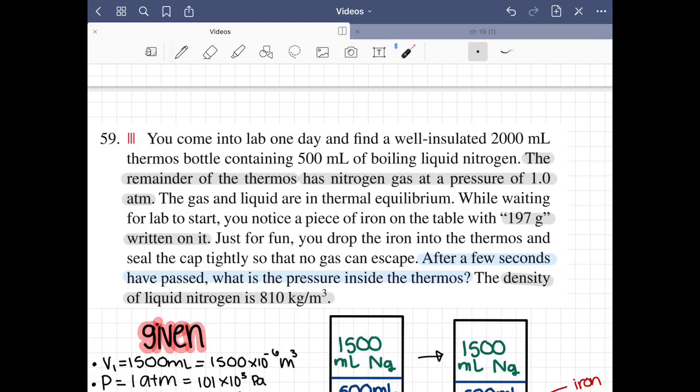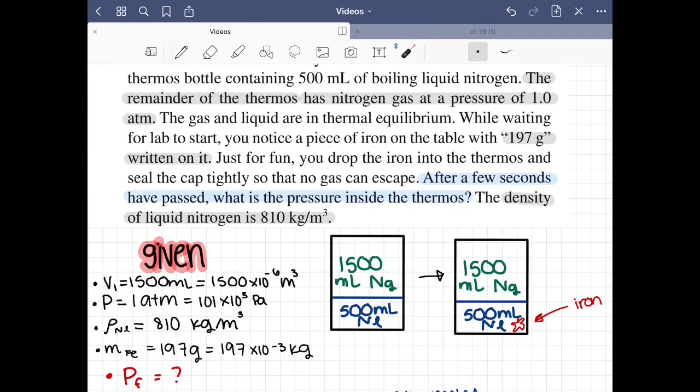This is the problem that I was assigned. You can go ahead and pause to read all of it. So basically the problem says that there is 500 milliliters of liquid nitrogen, and that the rest of it is nitrogen gas. So that means that there is 1,500 milliliters of nitrogen gas, and that you decide to drop a piece of iron into the thermos, and then it asks what is the final pressure.